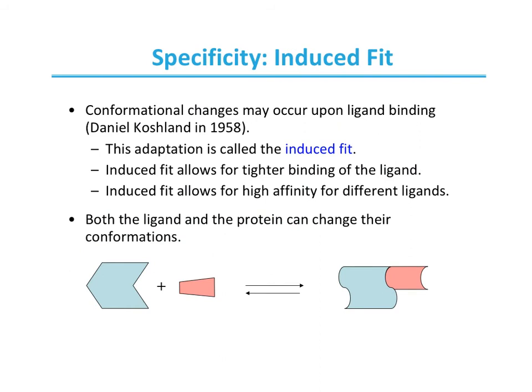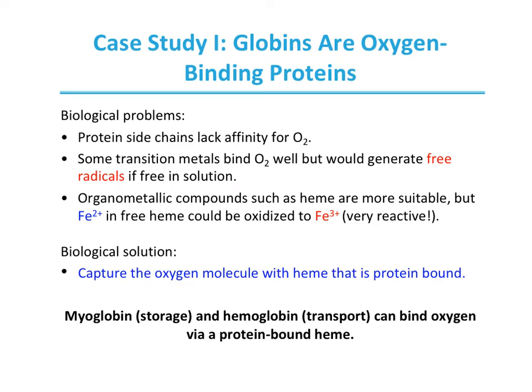However, in 1958, Daniel Koshland proposed that actually the lock and key may not be exactly right. Conformational changes may occur upon ligand binding, and that adaptation is called induced fit. And that induced fit allows for a tighter binding of the ligand and for a high affinity for different ligands. And in this situation, both the ligand and the protein can change their conformation when they come together to get to a better fit. Now back to globins, which are oxygen binding proteins.